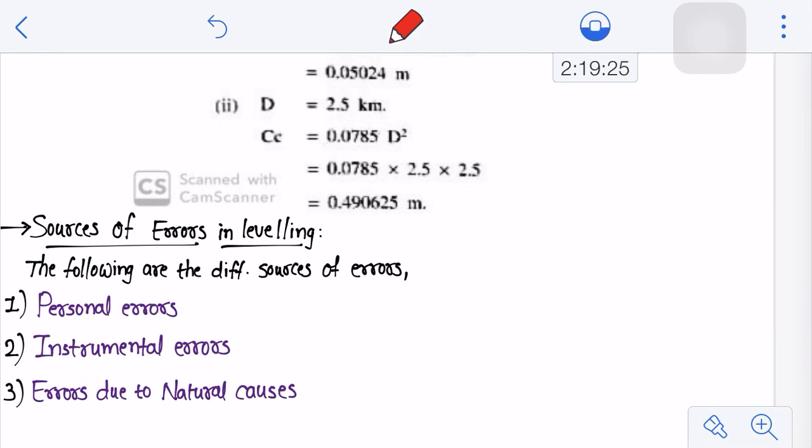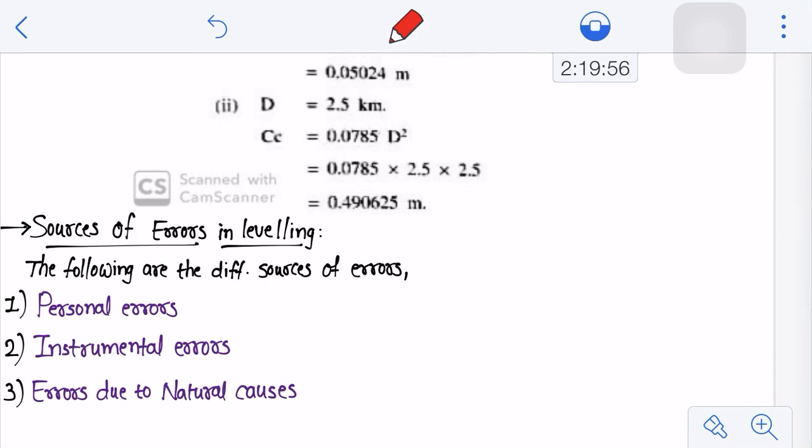Finally, it's now time to discuss the last topic of the discussion, and this is nothing but the errors in your leveling. When we talk about errors in any case, the errors may generally come from three different sources, as you can see on the screen. The first is personal errors, the second is instrumental errors, and the third is errors due to natural causes. I'm not going to discuss all possible forms of personal, natural and instrumental errors, but I'll try to discuss a few important ones.